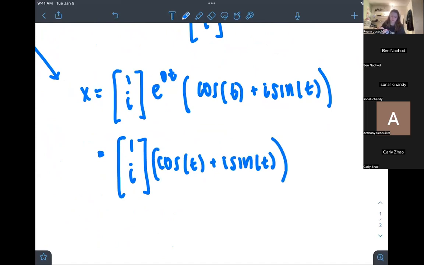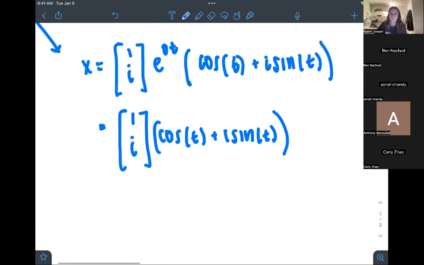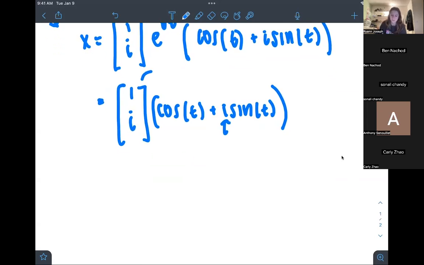So that is our solution. This is what our solution is going to look like. We just have to redistribute a bit to get it to the real solutions. As we can see, there is an imaginary component, but we want to make sure that we get it with all of them being real. This involves distributing this term into the vector.